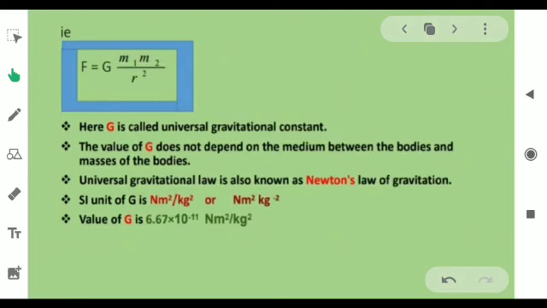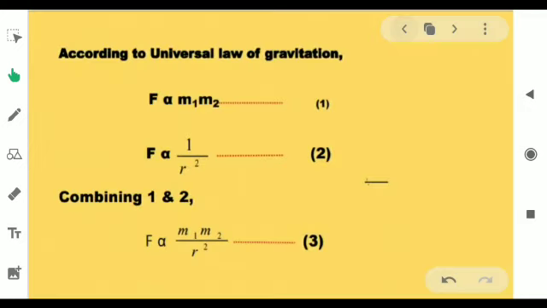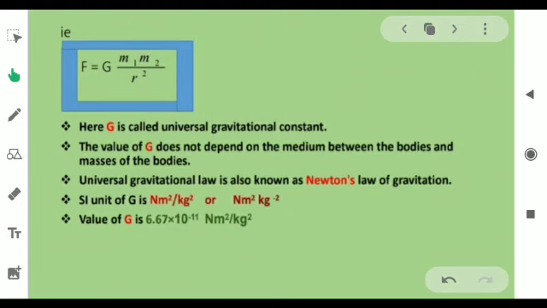Then here we use a constant called G. Why are we using a constant? To remove this proportionality sign. Clear? For that we use a constant called G, and that G is known as the universal gravitational constant. Therefore, the equation becomes: the gravitational force F is equal to G m1 m2 by r square. This expression is very important, and this equation is needed for the mathematical calculations. So you should study this equation.